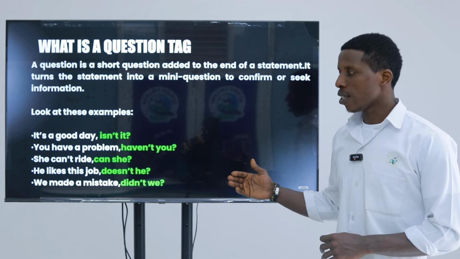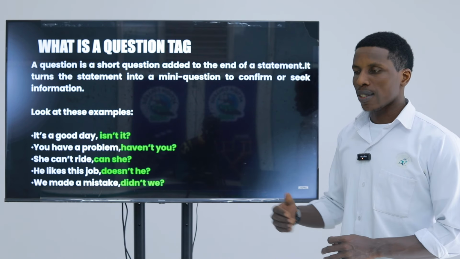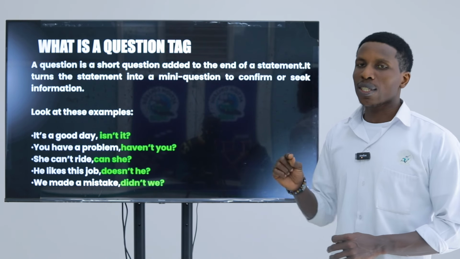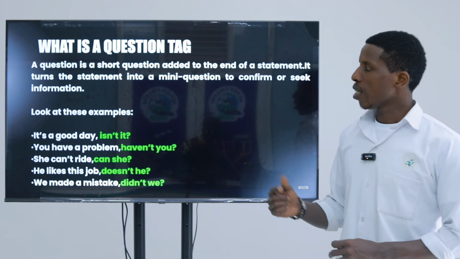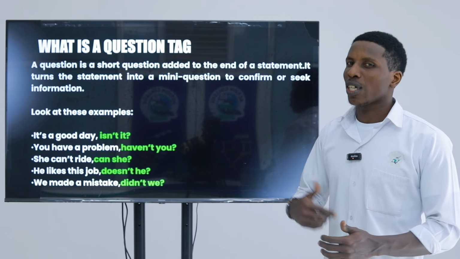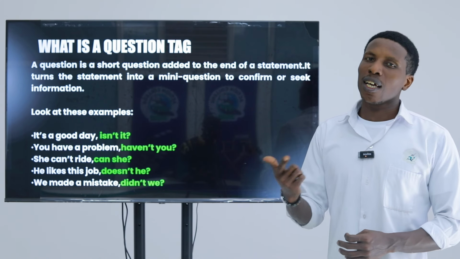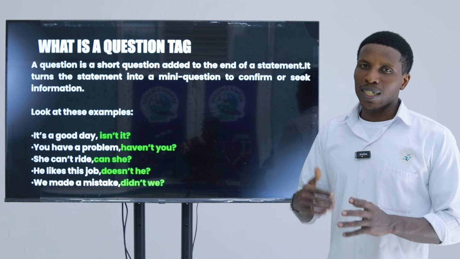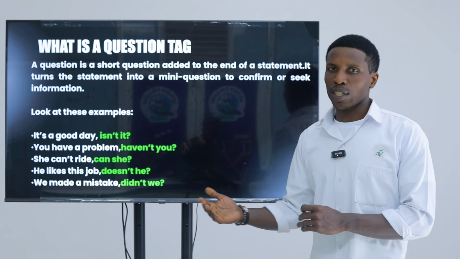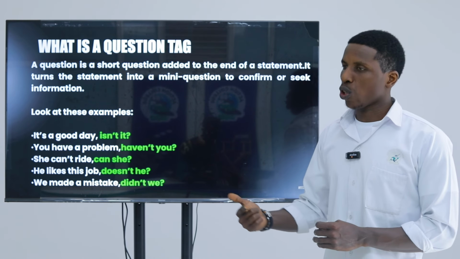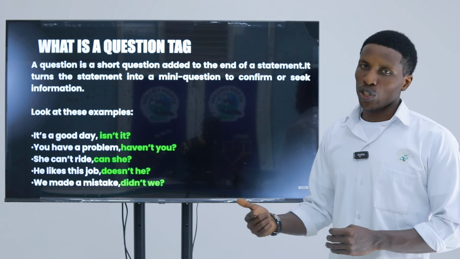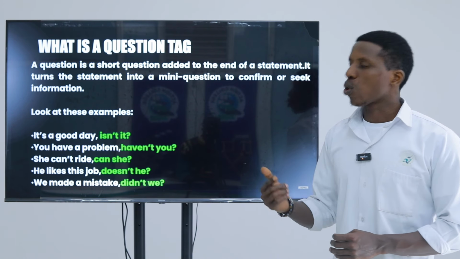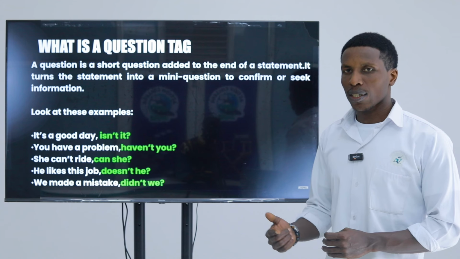It's a good day, isn't it? This is the same as someone saying, is it a good day? So the answer is going to be the same, yes or no. So with the question tag, I have a positive statement and then I add a mini question, which is called a question tag. Like this, it's a good day, isn't it?